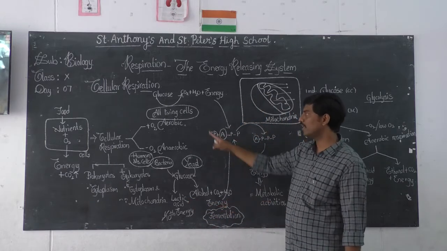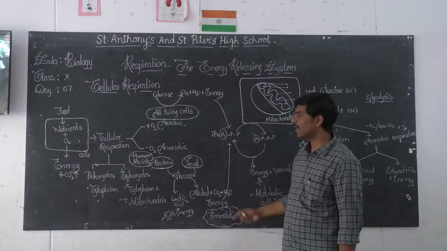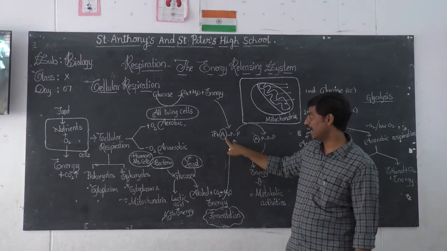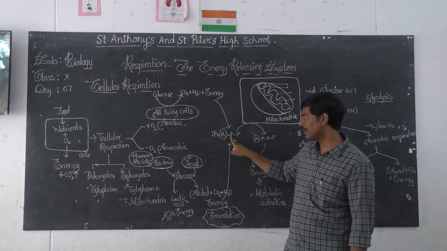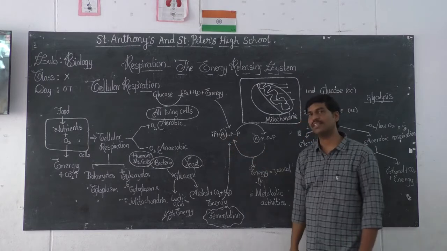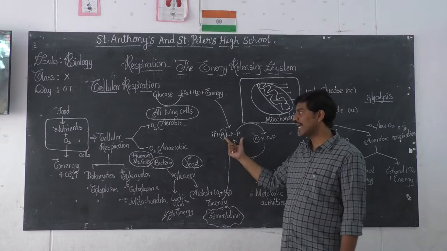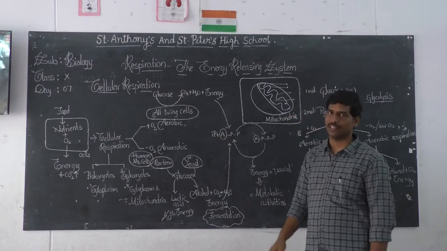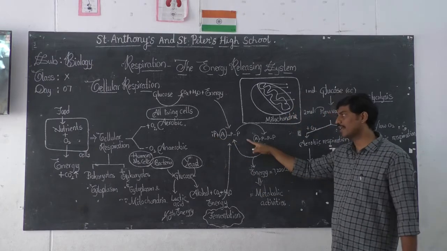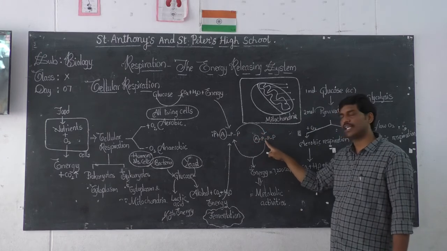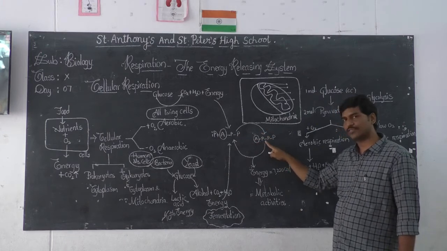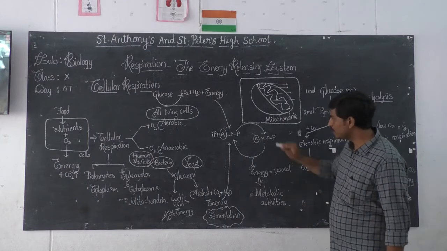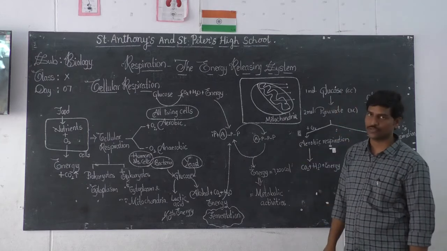Whatever energy is being produced is taken up by adenosine diphosphate. A means adenosine, and you can see two phosphates are present. By using this energy, adenosine diphosphate combines with inorganic phosphate and transforms into ATP, adenosine triphosphate. You can see three phosphate molecules are present, and this energy is stored in the terminal phosphate.